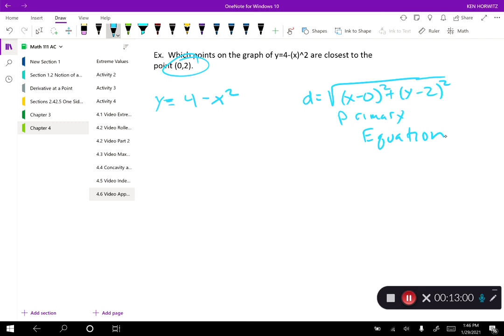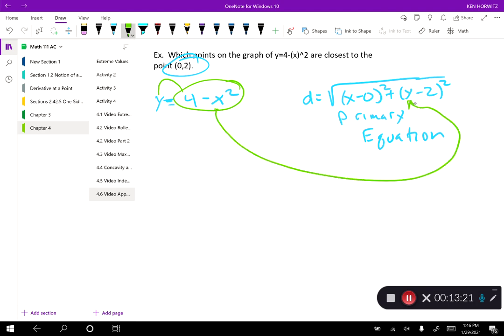Now, the problem didn't really give us a clue for a secondary equation. The only clue we have is we need to use distance. Okay? So I'm going to reuse the distance formula for my secondary equation. However, I'm going to do something a little different. See this? This is what y equals. So I'm going to take this, and I'm going to substitute it in right there. And let's see how that works for me.